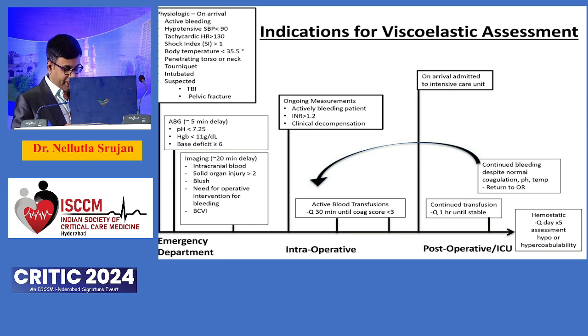Once the patient is bleeding, if he is taken into the operating room, there can still be an actively bleeding patient with coagulopathy and clinical decompensation, requiring more active blood transfusions. There also there is the need of your viscoelastic testing. And after the surgery is done, when he comes to the ICU, you need to monitor his coagulation and blood transfusions. At that stage also, you need to have a TEG.